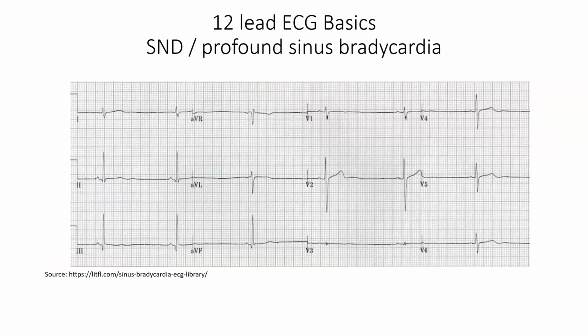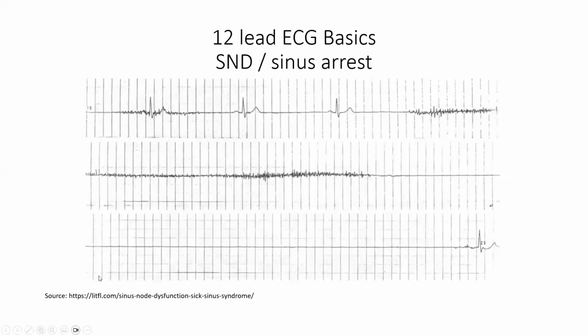This is just an ECG tracing of profound sinus bradycardia, but for every P wave, there's a QRS. So no AV block issues. This is a patient with profound sinus node dysfunction. You can see there's a P wave for every QRS. Heart rate's very slow, and then that sinus node just stops for a prolonged period of time and eventually picks up again.